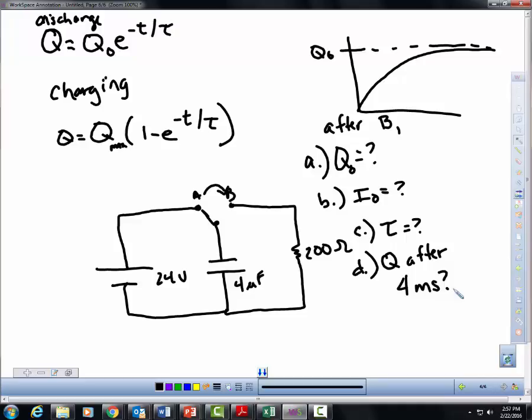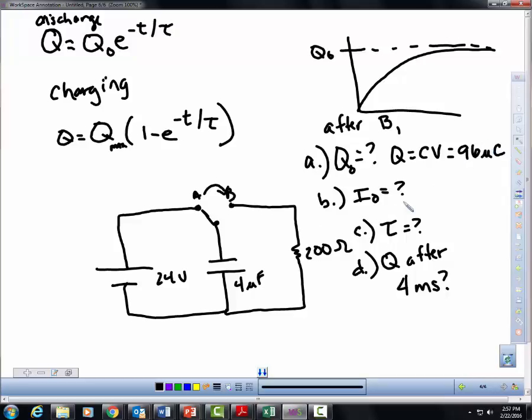Okay, so Q naught, after you switch to B, will be the total charge on the capacitor while it was connected to the voltage, right? Because it has received maximum charge. So Q equals CV, which we're going to do 4 microfarads times 24. That gives us 96 microcoulombs.